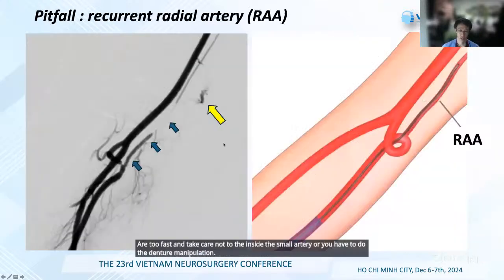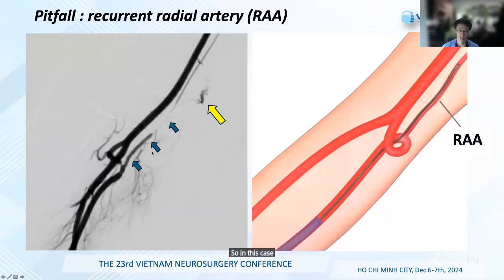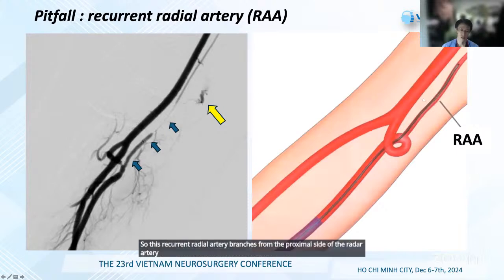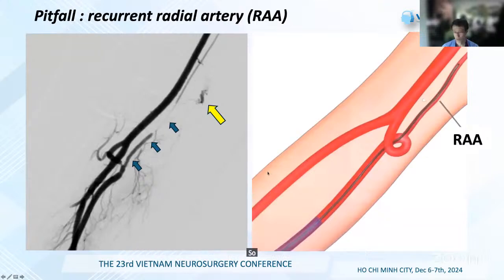In this case, the migrated artery is called the recurrent radial artery. This is a very, very important pitfall. This recurrent radial artery branches from the proximal side of the radial artery and goes retrogradely to the proximal side. So you have to know this artery and take care not to insert the guide wire into it.